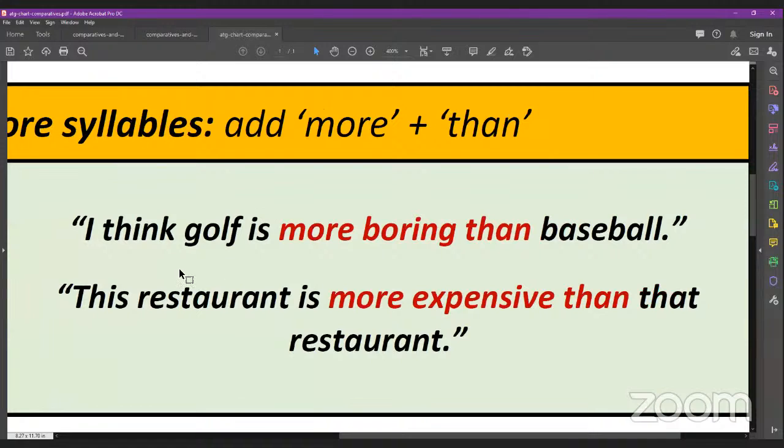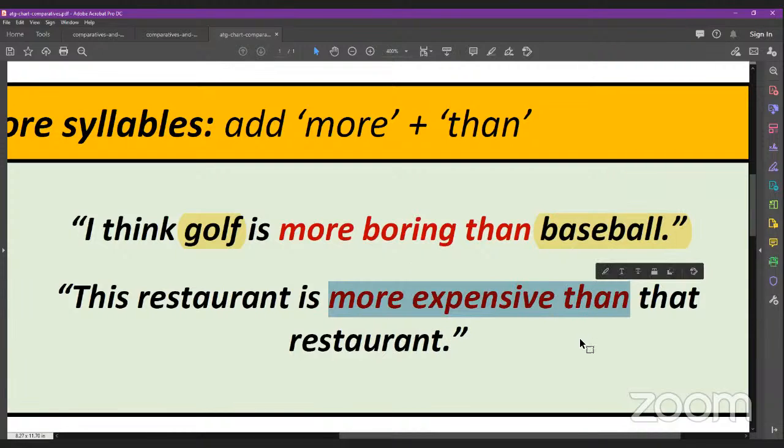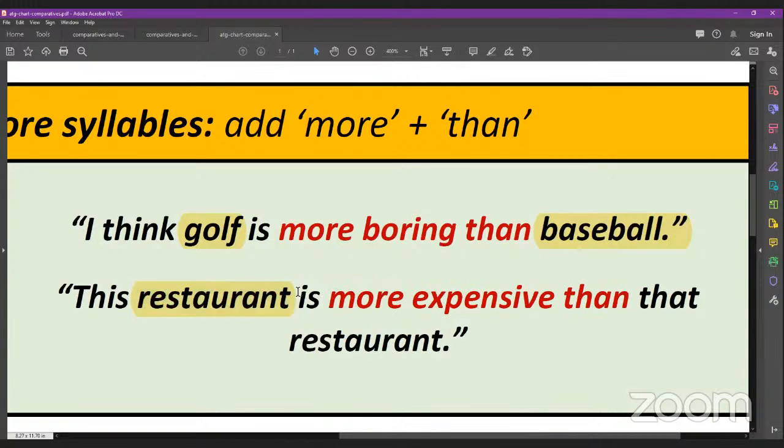Examples. I think golf is more boring than baseball. We are comparing golf with baseball. It's more boring than baseball. Now, more expensive than. In here, we are comparing restaurant and restaurant. This restaurant is more expensive than that restaurant.